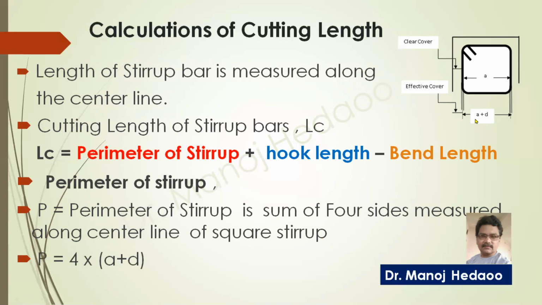So how do you get it? P is equal to 4 times A plus D. How? You can see from this figure, A is the internal distance. So if you calculate the center to center distance of the stirrup bar, you have to add half diameter from this side and half diameter from this side. So it will be D. So A plus D is the center to center distance, and the perimeter will be 4 times A plus D. So here I have mentioned P is equal to 4 into A plus D. That is very important.